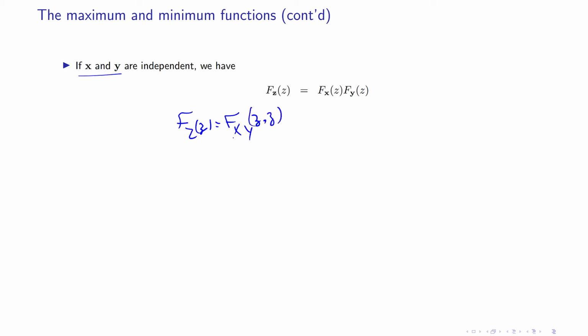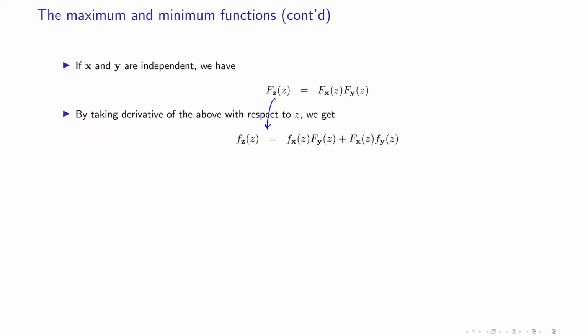Now for the maximum and minimum functions, if X and Y are independent, because in the previous slide we found that F_Z(z) was equal to F_XY(z, z), this function decomposes into a function of only the first argument, which is going to be F_X(z), and the second one, F_Y(z). So for independent random variables, you just multiply the marginal CDFs and you get the distribution of the maximum. Similarly, if you take the derivative, it's going to be the derivative of this times this one, and then the derivative of this times this one, which is the PDF times the CDF, and then the CDF times the PDF of the other one.